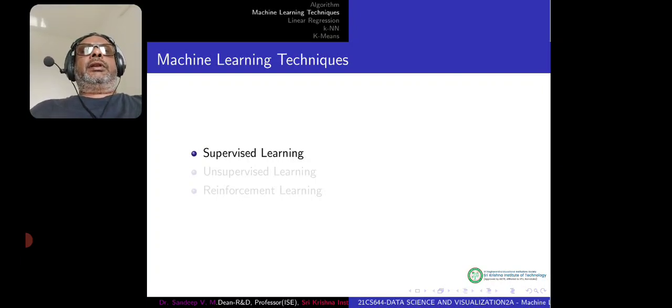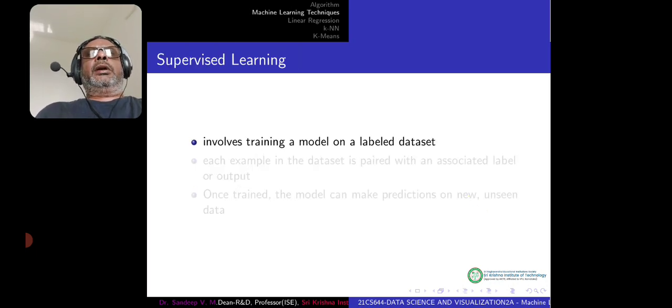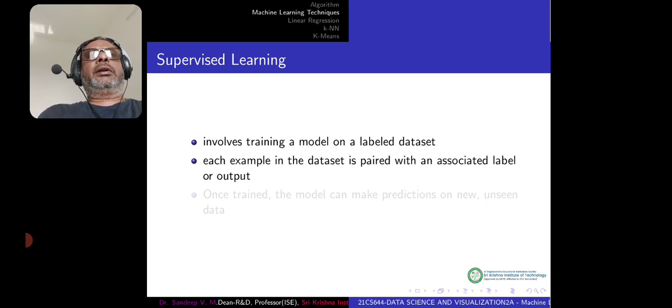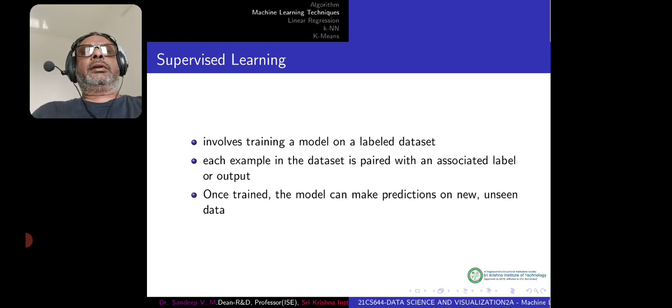Now, coming to the machine learning techniques, basically there are three types of machine learning techniques. One is supervised, the other unsupervised, and third we have reinforcement learning. Supervised learning involves training a model on a labeled data set. Here, each example in the data set is paired with an associated label or the output. So, for every data, we know which class or what the output is supposed to be. And once the model is trained, this model can make predictions on new and unseen data.